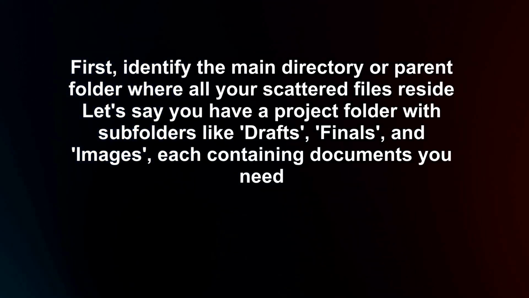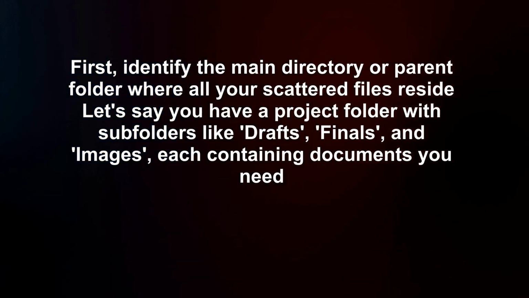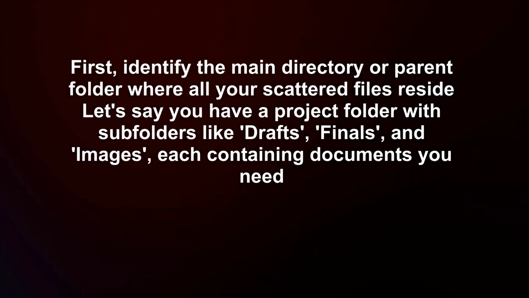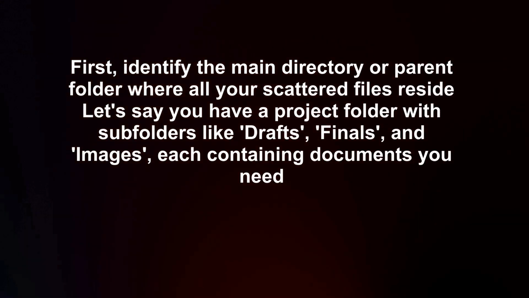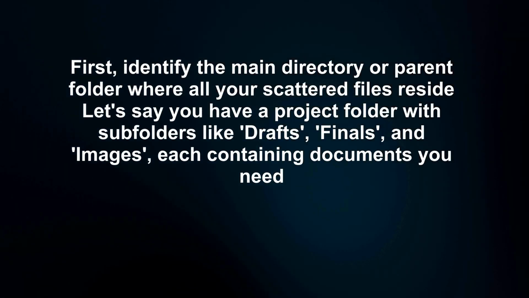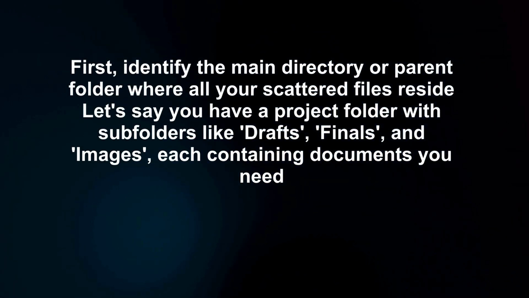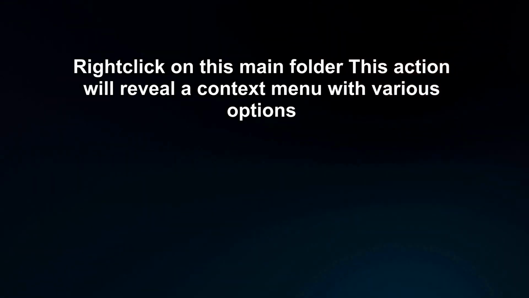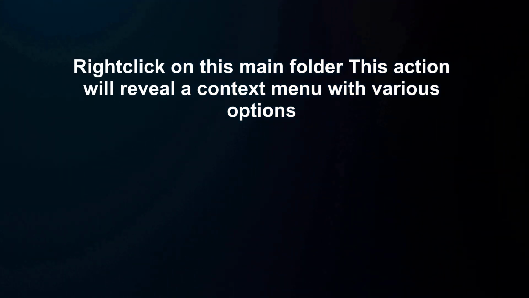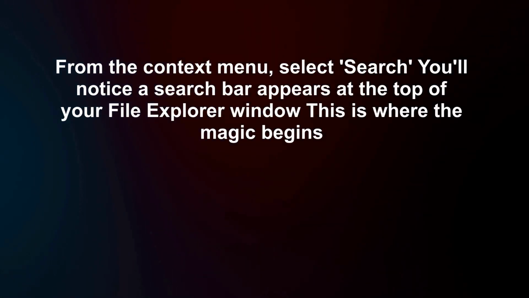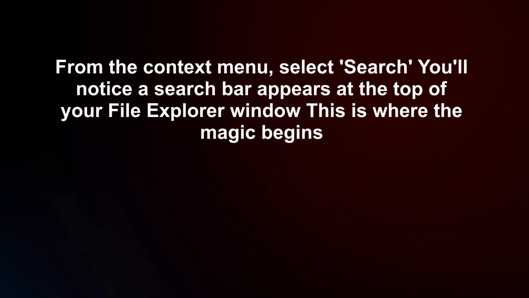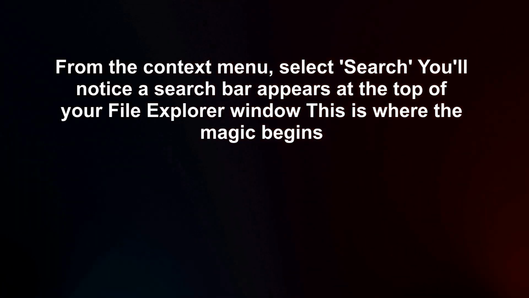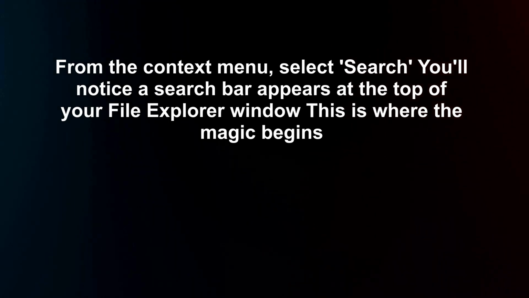First, identify the main directory or parent folder where all your scattered files reside. Let's say you have a project folder with subfolders like drafts, finals, and images, each containing documents you need. Right-click on this main folder. This action will reveal a context menu with various options. From the context menu, select Search. You'll notice a search bar appears at the top of your File Explorer window. This is where the magic begins.